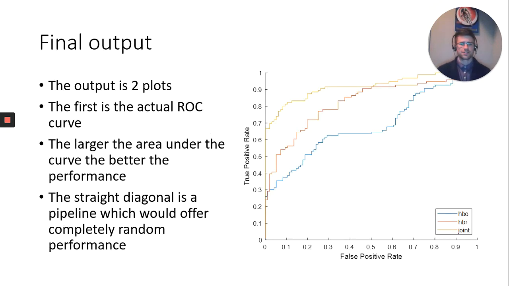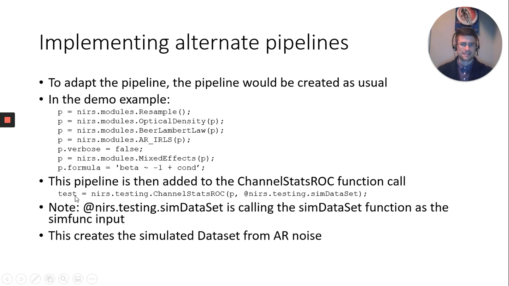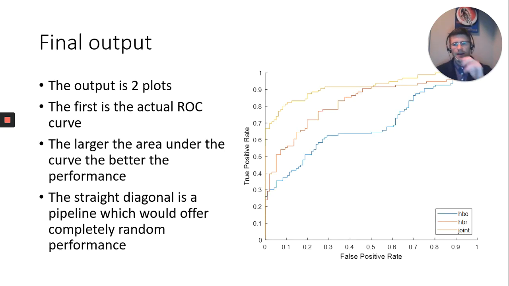And then your output that you're going to get, here you're going to have test. To run it, you do test.run with parentheses attached. And then to draw it, you do test.draw with parentheses around it. The output is going to be 2 plots. One looks like this, one looks like this. This is the actual ROC curve.